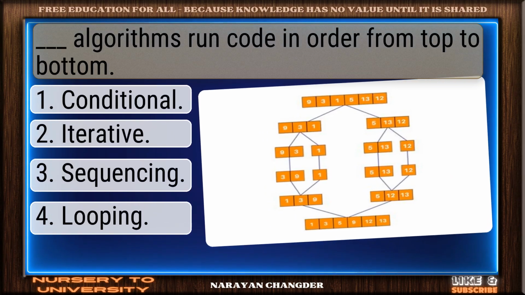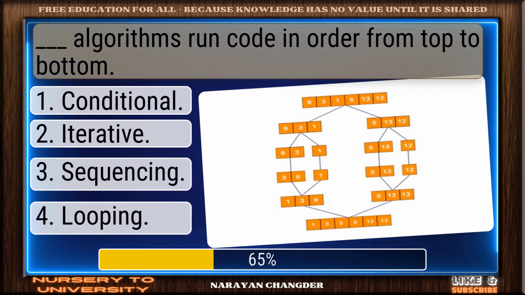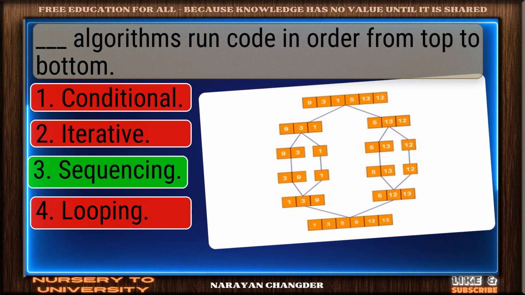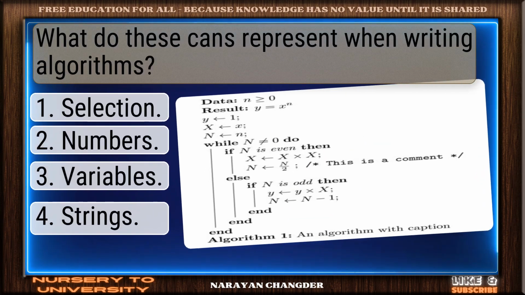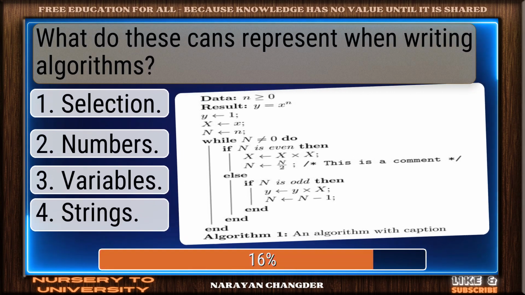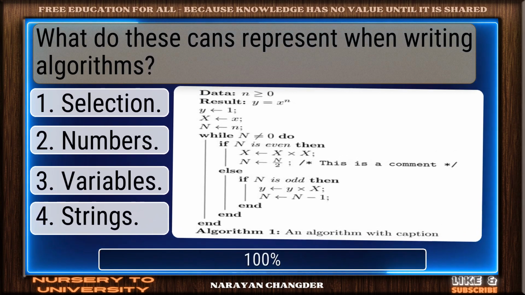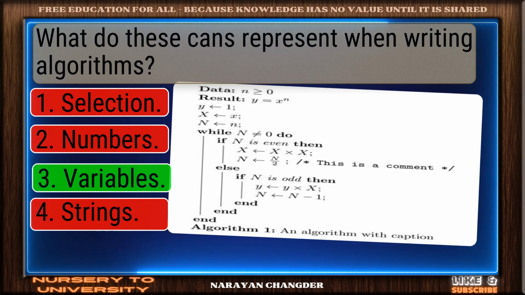Blank algorithms run code in order from top to bottom. Nicely done. Sequencing is a solid answer. What do these cans represent when writing algorithms? Correct. Variables is the right answer.